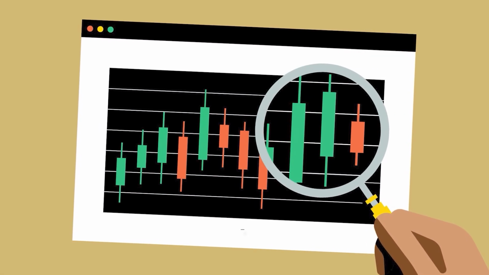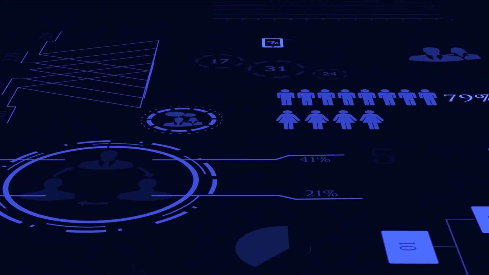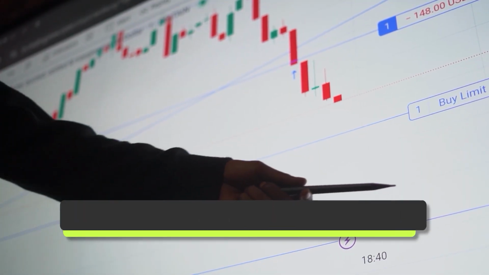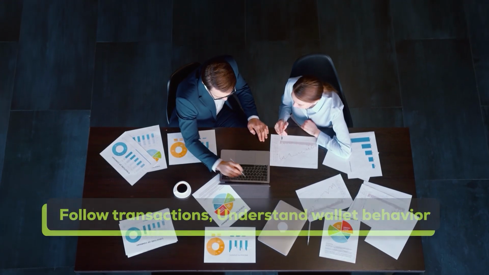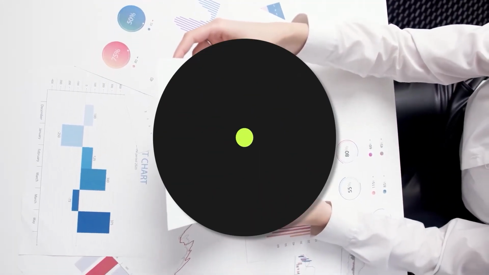Today, we're breaking down on-chain analysis for beginners. This is not about advanced metrics or prediction models. This video shows how to visually follow transactions, understand wallet behavior, and learn one simple skill that helps you avoid obvious token risks.